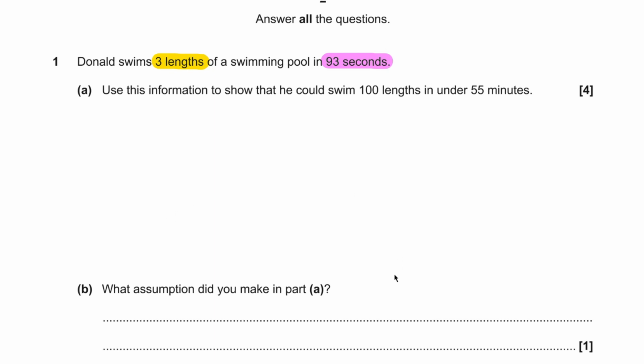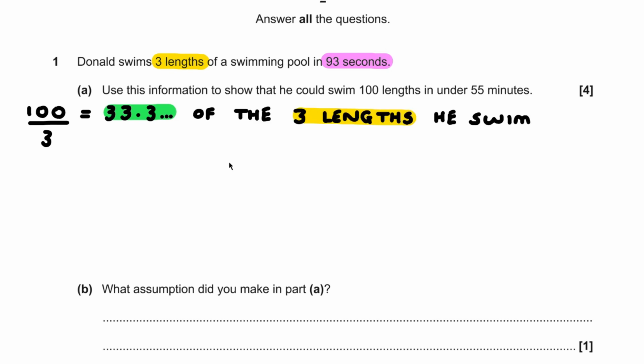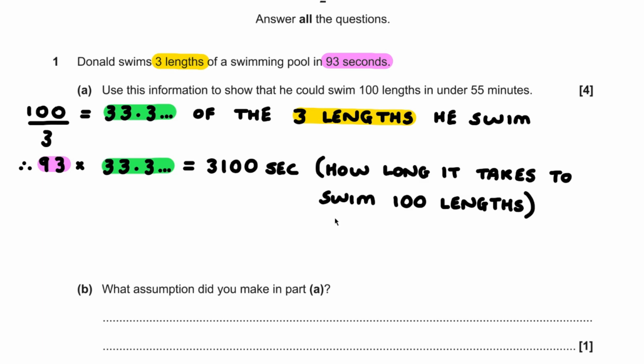So what we can do to begin with is do 100 divided by 3, and this is 33.3 etc. So what does this represent? Well, we have 33.3 etc. of the 3 lengths he swims. Now what we need to do is find out how long it will take him to swim 100 lengths. So what we have to do is the 93 multiplied by the 33.3 etc. And if I work this out, I get 3,100 seconds. So this is how long it takes to swim 100 lengths.